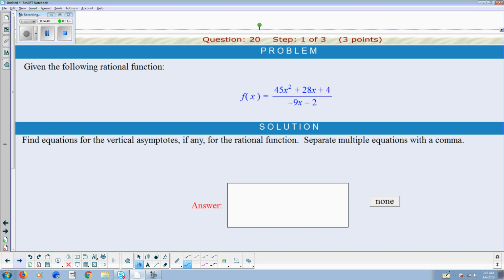Alright, given this rational function, find vertical asymptotes, if any. Here I am going to consider if that numerator would factor, and I'm going to guess that one of the factors is negative 9x minus 2. If one factor of the numerator is negative 9x minus 2, what would I multiply by negative 9x to get 45x squared? Negative 5x, right? And if negative 9x minus 2 is a factor, what would I multiply by negative 2 to get 4?